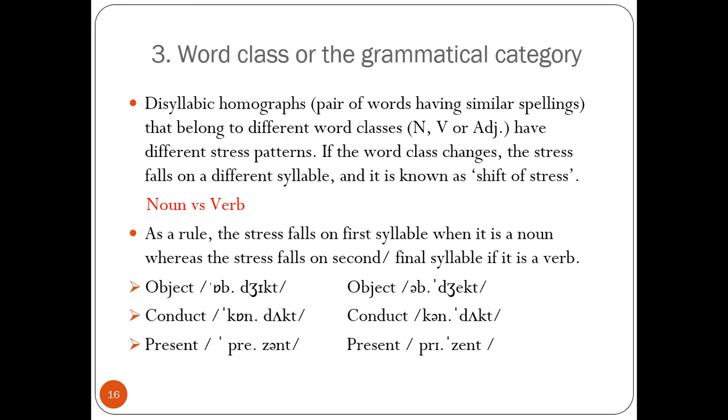the word class. This would be the third feature which we must know. We must know the word class, the class of the word that the word belongs to. For disyllabic homographs, disyllabic means a word which is made of two syllables. Just like monosyllabic, polysyllabic, disyllabic is also sort of a polysyllabic word, but it has got two syllables.